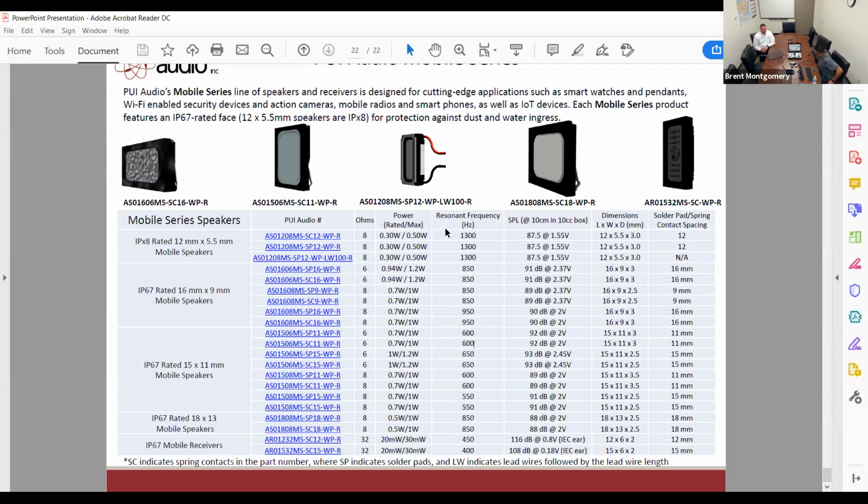So without further ado, I could show everybody a demonstration of an exciter.